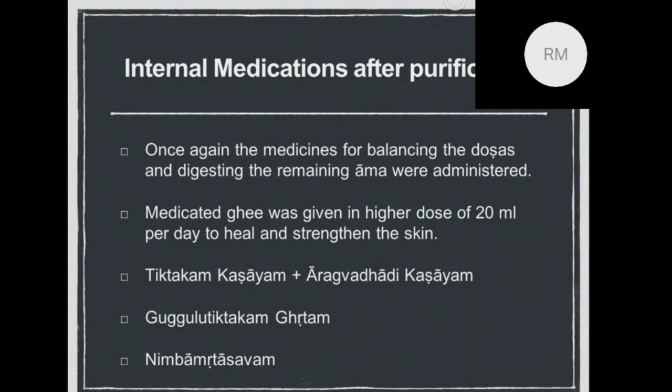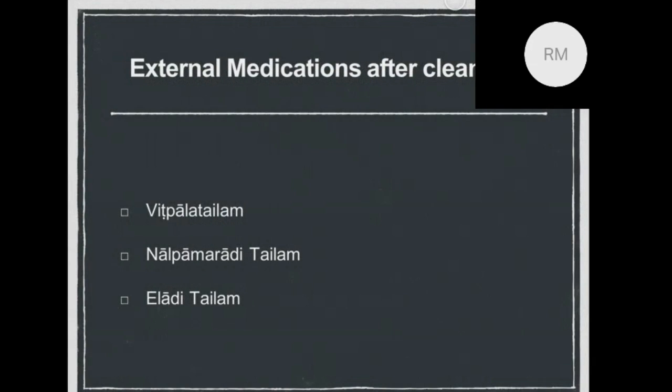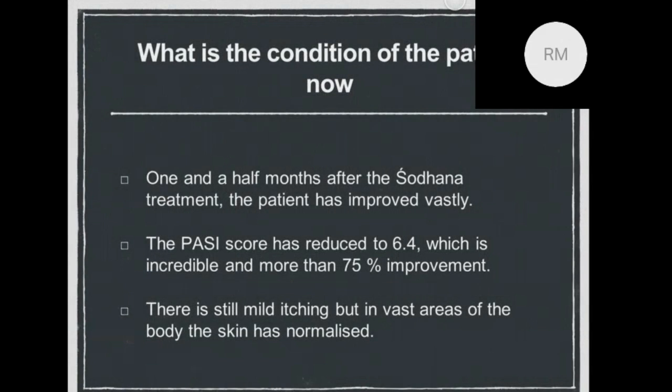So here was the score at the end, 6.4, and now you can see the patient is almost normal. You can compare this with how he looked in the beginning. He couldn't move his neck. His neck was completely covered with fissures. From that condition, now the skin on his leg is almost completely normal. You can go back and see how it was at the beginning of treatment.